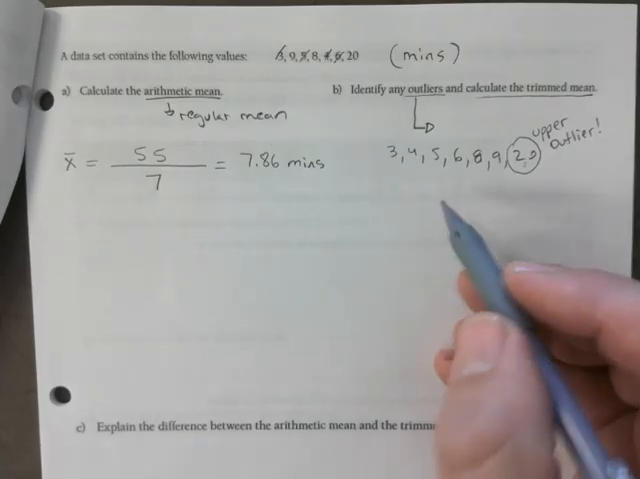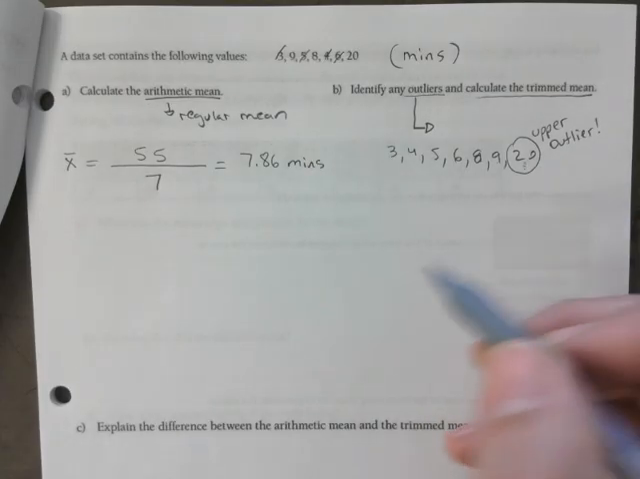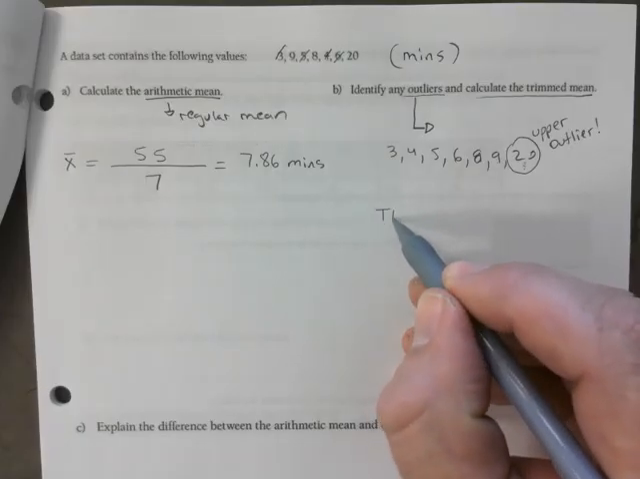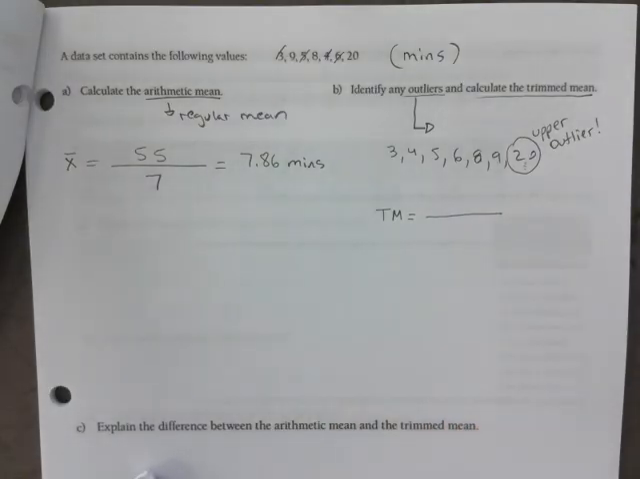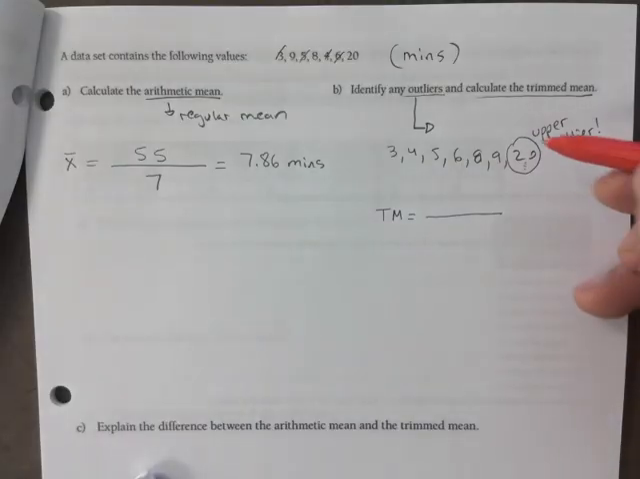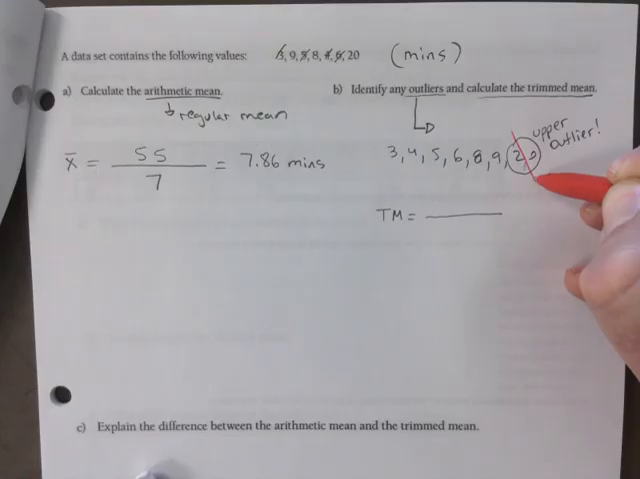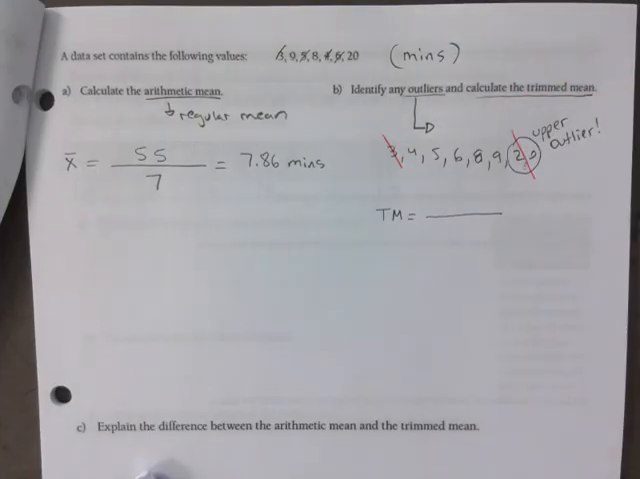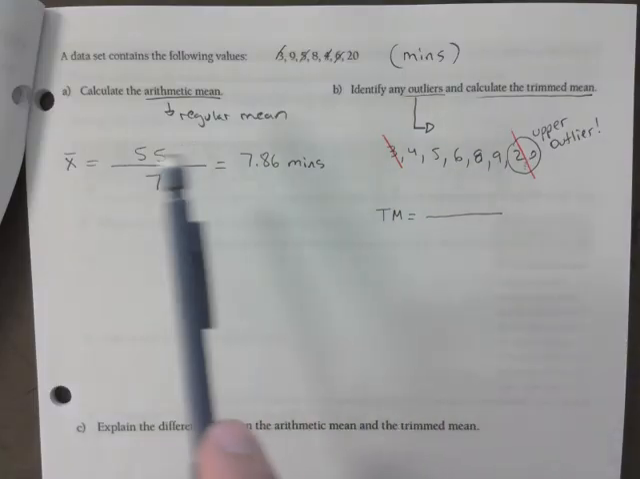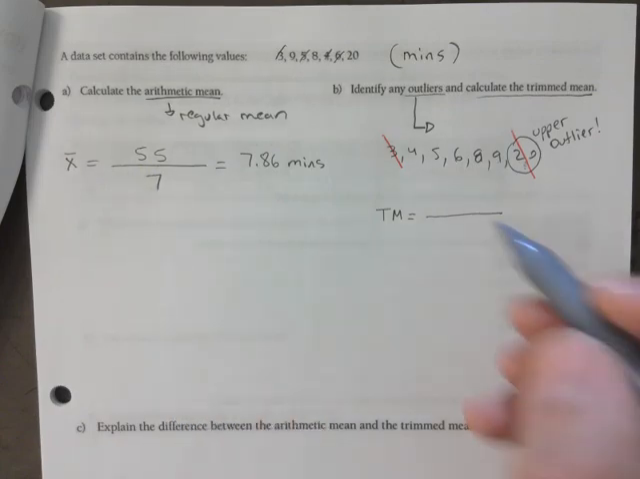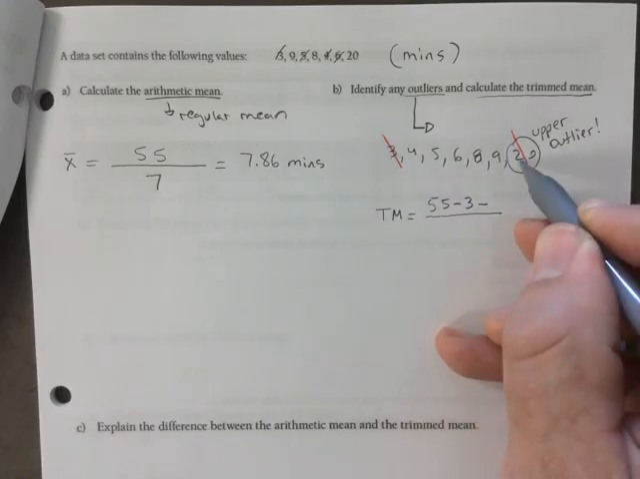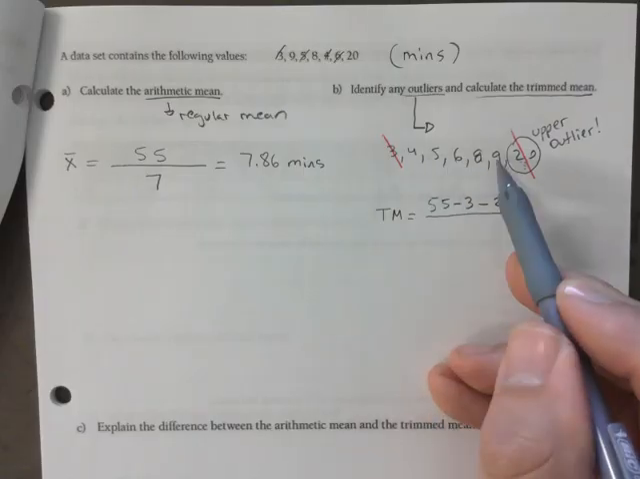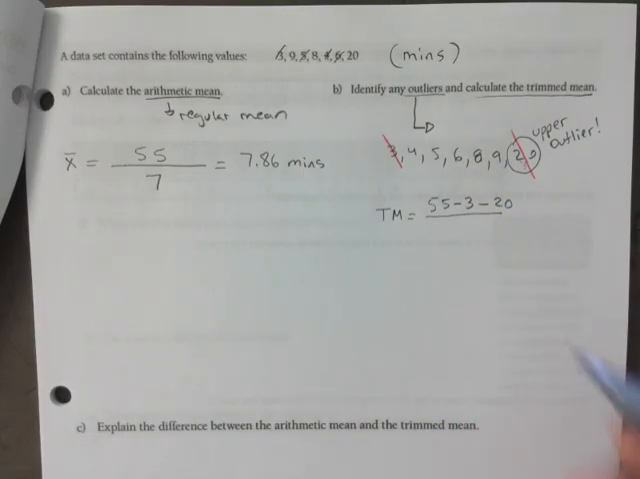Anyways, the upper outlier is this one, right? When you trim the mean, I'm going to call this the trimmed mean. We're going to cross out 2 numbers. For the trimmed mean, you must cut one of the lowest and one of the highest. And now you have a choice. Because I already calculated the 55, I'm just going to go 55 minus 3. I'm going to take away the 3, and I'm going to take away the 20. Instead of adding what remains, for me it's easier to subtract.